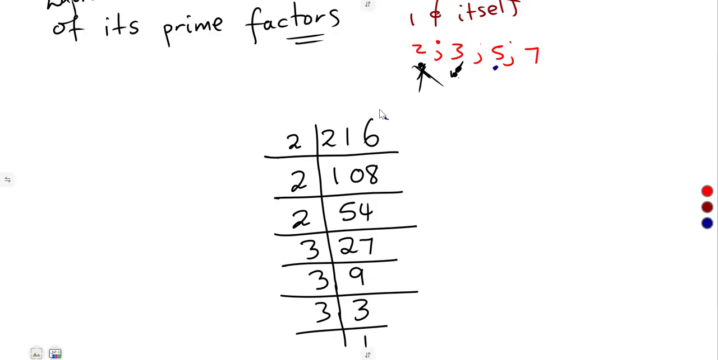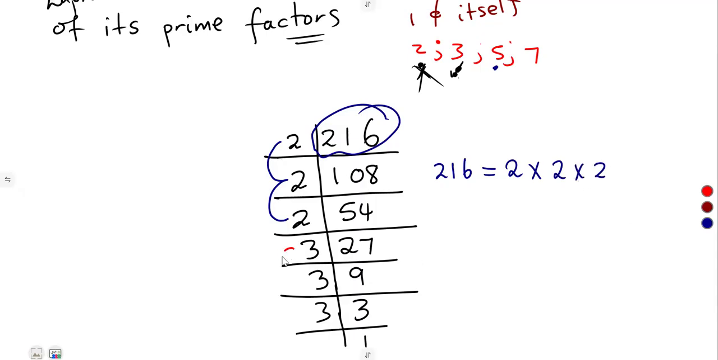Guys, 216 can be written as 2 times 2 times 2 times 3 times 3 times 3. So this here can also be written as 2 is multiplying itself how many times? 3 times, 2 to the exponent of 3. 3 is multiplying itself how many times? 3 times, 3 to the exponent of 3.